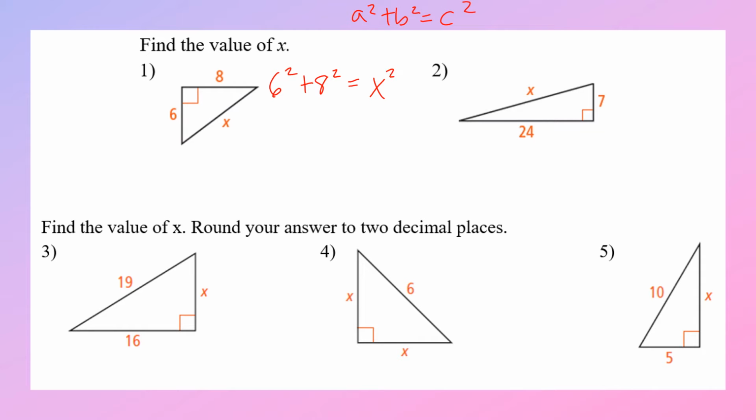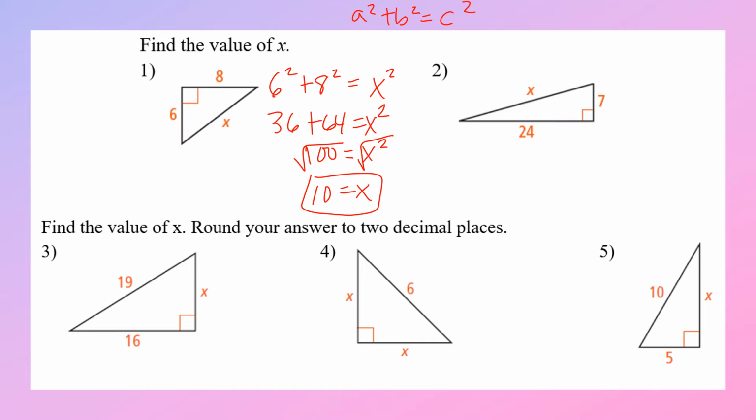It doesn't matter. So 6 squared is 36. 8 squared is 64. X squared, we're just going to leave it like that. 36 plus 64 is 100. And then to get rid of this little squared symbol there, we have to take the square root of both sides. And we end up getting 10 equals x.